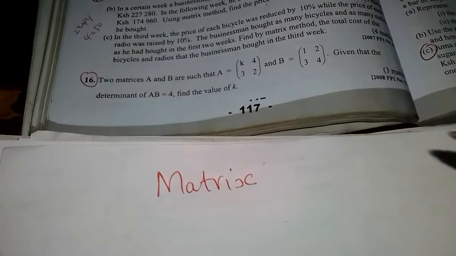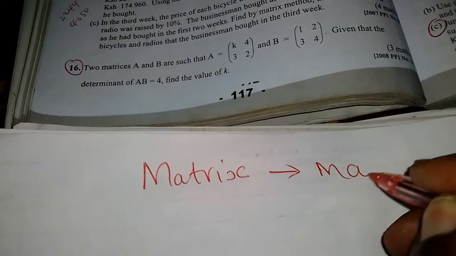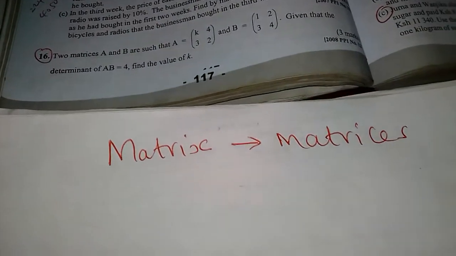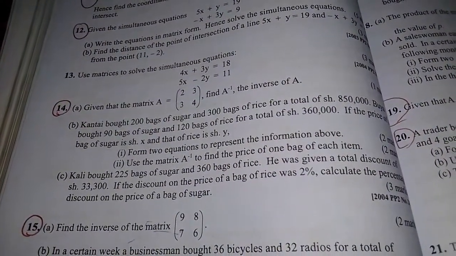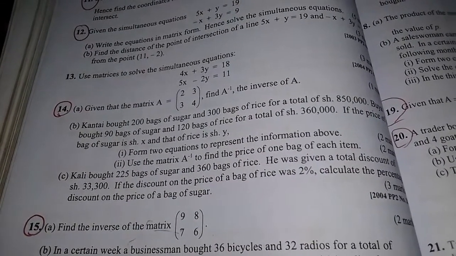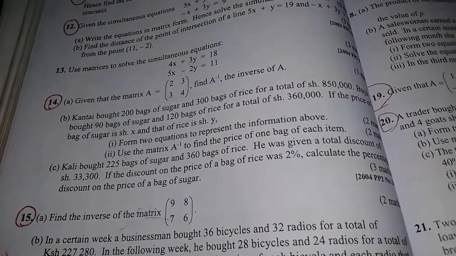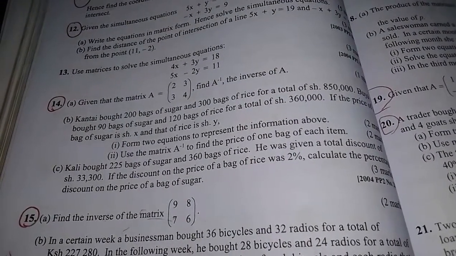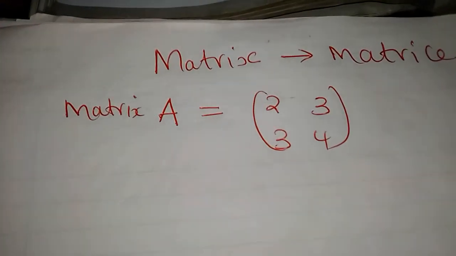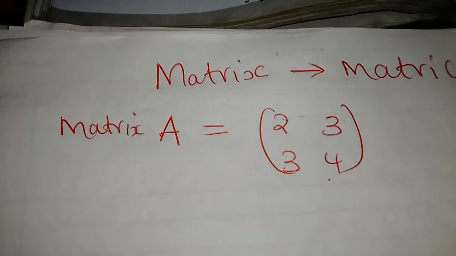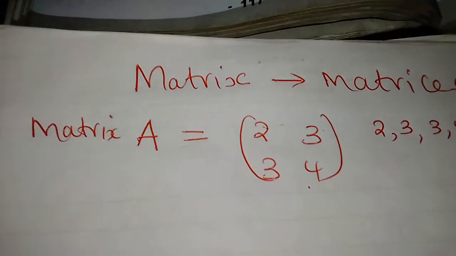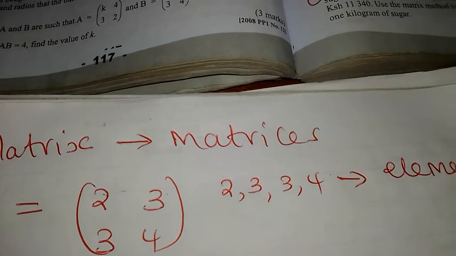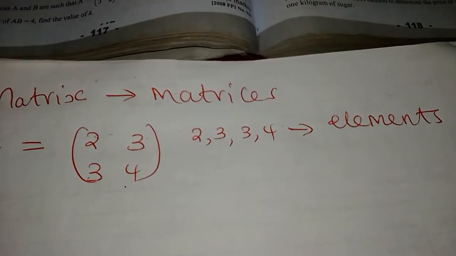Matrix is singular, and the plural is matrices. Now you're supposed to note this. When I have numbers, let me give an example from that question. They have given you matrix A, which is 2, 3, 3, 4. Look at the working I've written down here. 2, 3, 3, 4 are referred to as elements. They are called elements of a matrix.